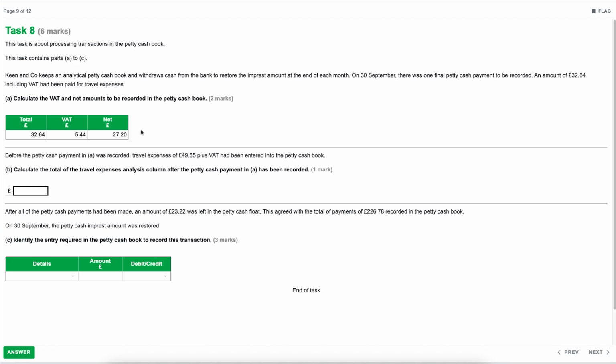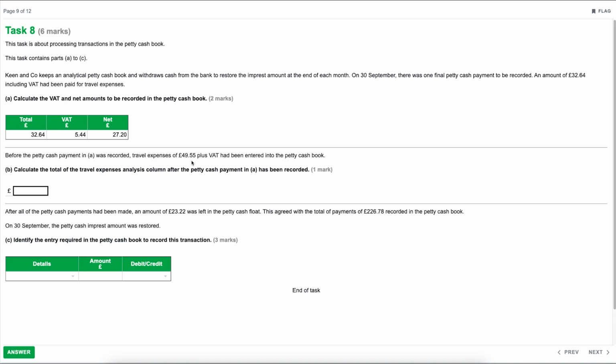Okay, moving down to part B then. Before the petty cash payment in A was recorded, travel expenses of £49.55 plus VAT had been entered into the petty cash book. Part B, calculate the total of the travel expenses analysis column after the petty cash payment in A has been recorded. Okay, so we've got two transactions here now. So in part A, we recorded this travel expenditure as £27.20. Now we've also got a transaction, it's saying here, of £49.55, again for travel expenses.